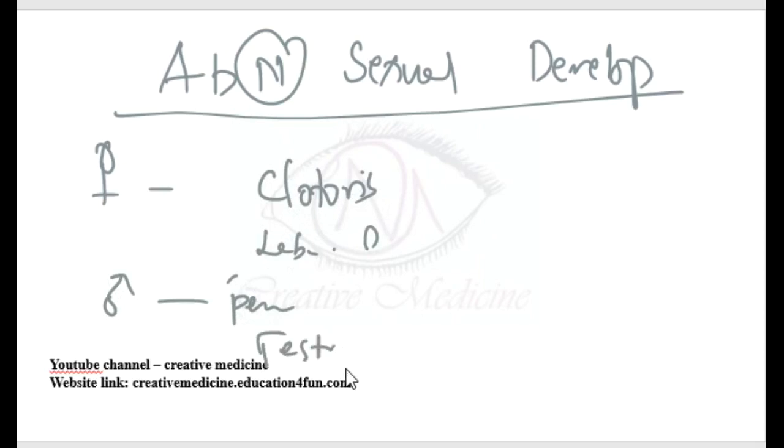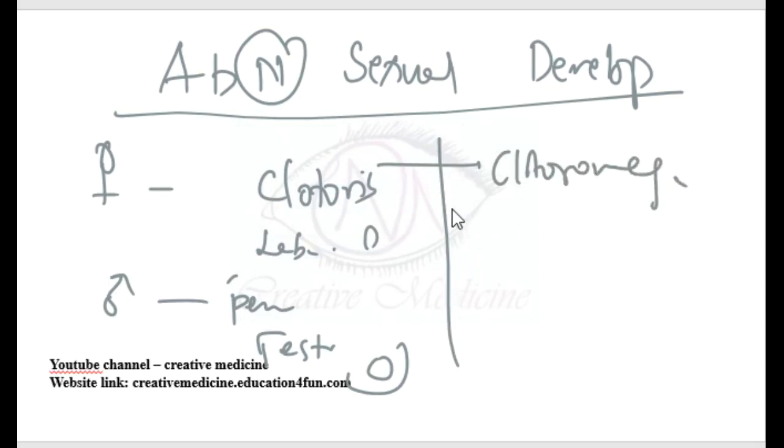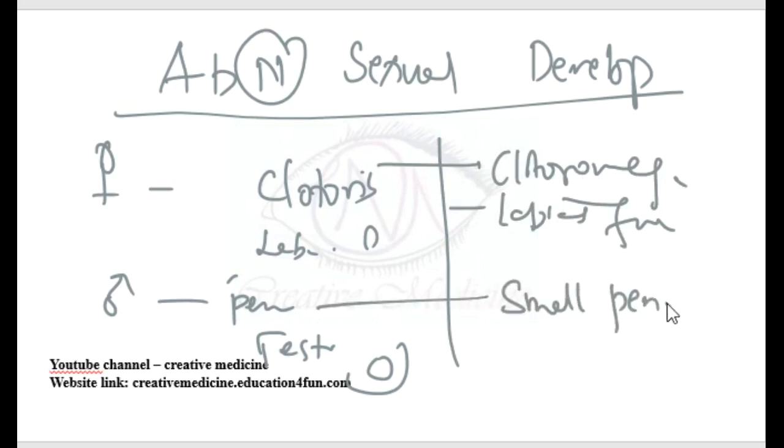In abnormal sexual development, females may present with clitoromegaly or labial fusion, whereas males may present with small penis, that is phallus, or they may present with non-palpable testis and hypospadias.